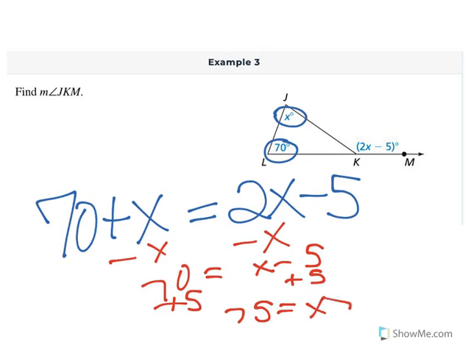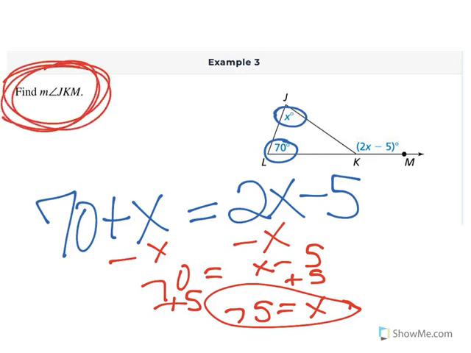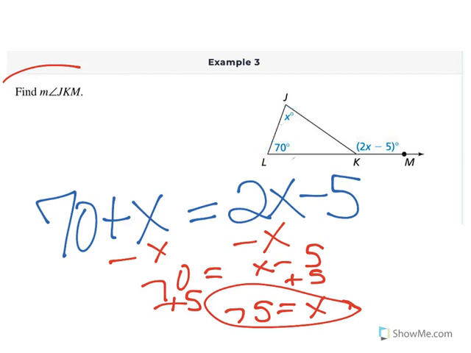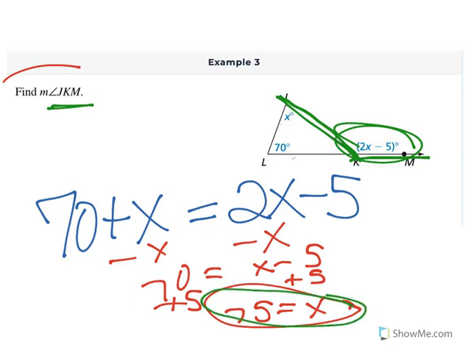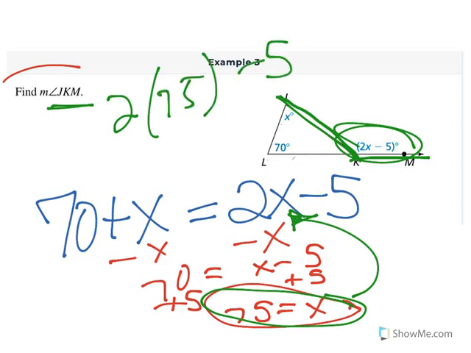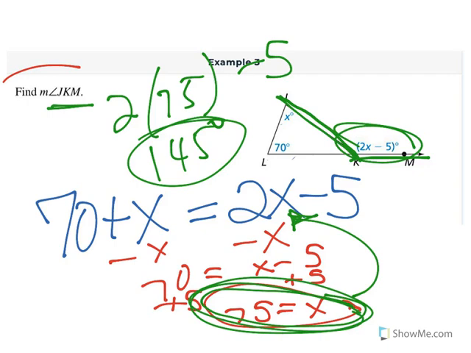Now we know what x equals, but be careful because the question is actually asking for JKM. So it's actually asking for that outside angle. So we have to take our 75 and put it back in for x. So 2 times 75 minus 5. 2 times 75 is 150 minus 5. So 145 is our actual answer. So be careful what it's asking you for. Some of them will just ask for x, by the way. Okay. Let's try another one.